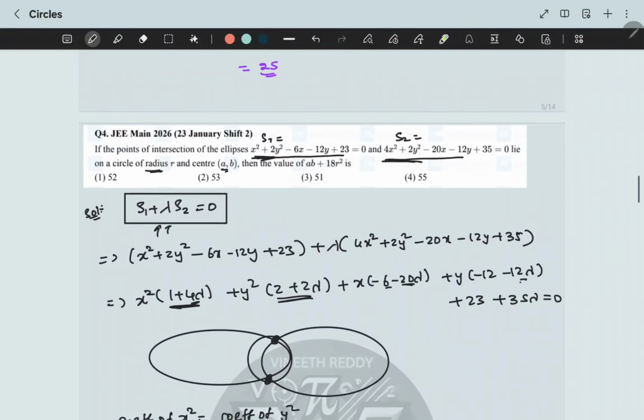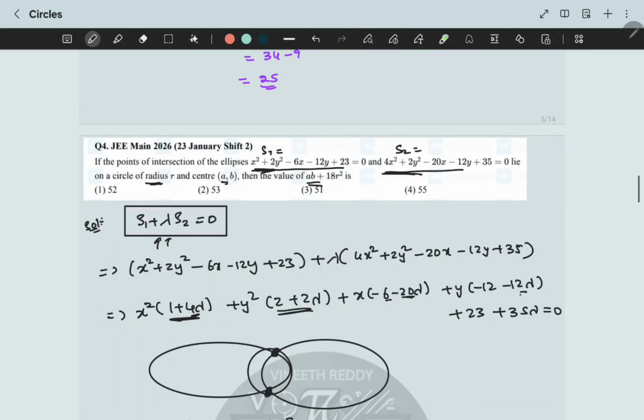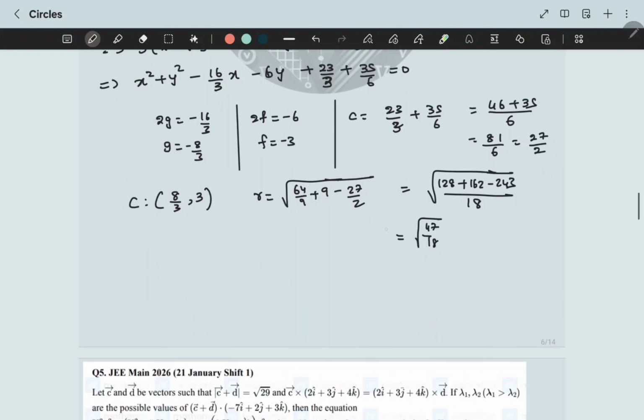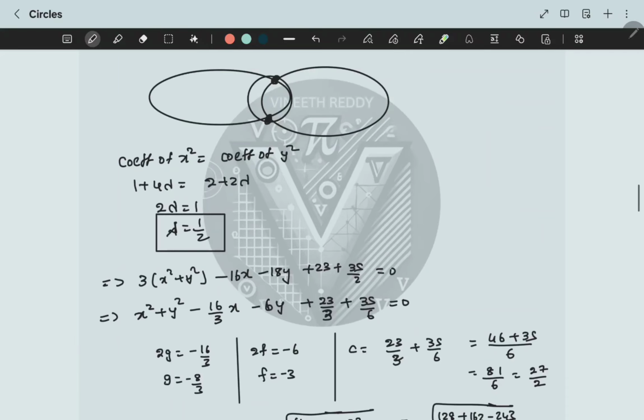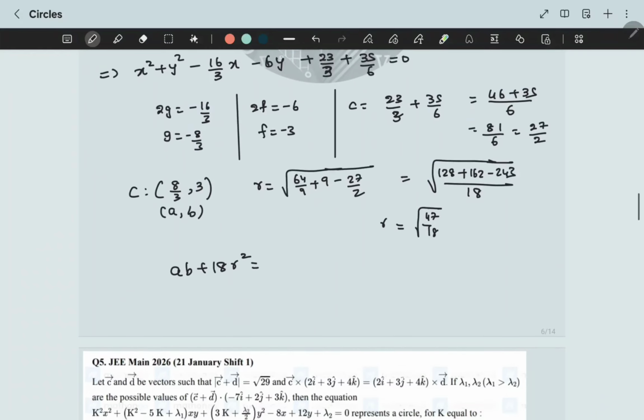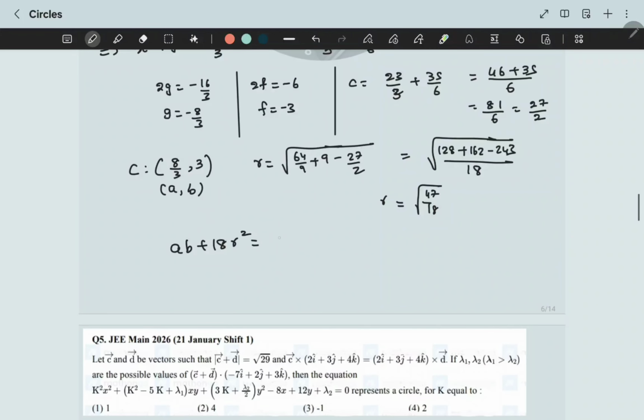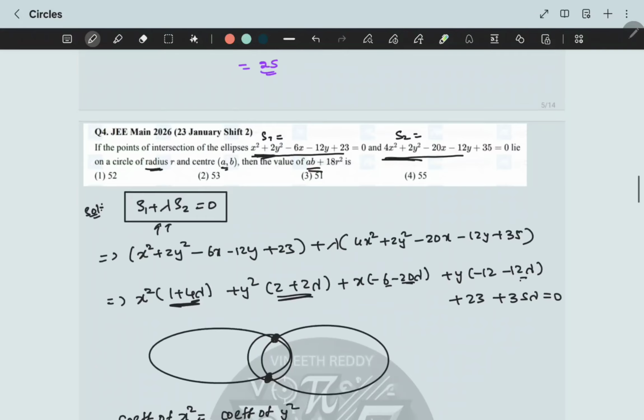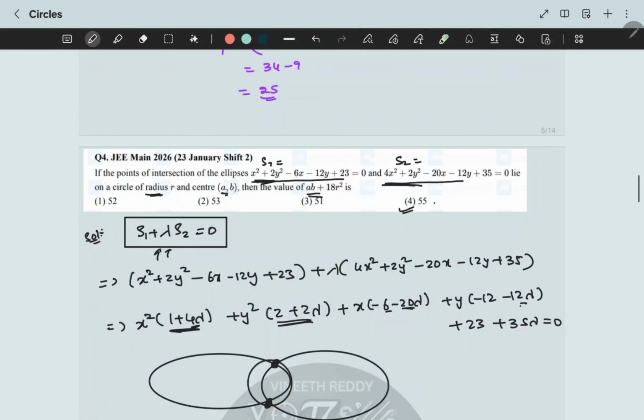So we get the value of r also. Now what is he asking? AB plus 18 times r square is what is being asked. So this is r. What is a here? A comma b is the center, I think, if I'm right. Yes. So we get AB plus 18 times r square. That means 8 by 3 into 3 plus 18 times r square. R square should be 47 divided by 18, so this and this get cancelled. Ultimately we get 8 plus 47. So this should, I think, be 55. Is 55 present? Yes. That means this is correct.